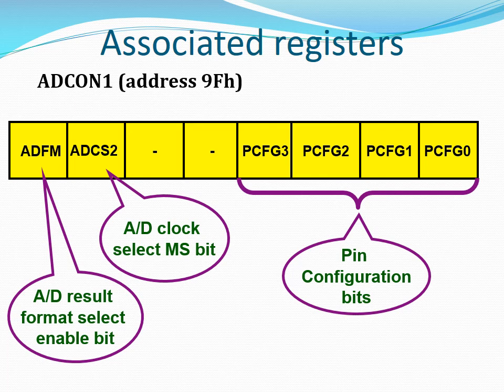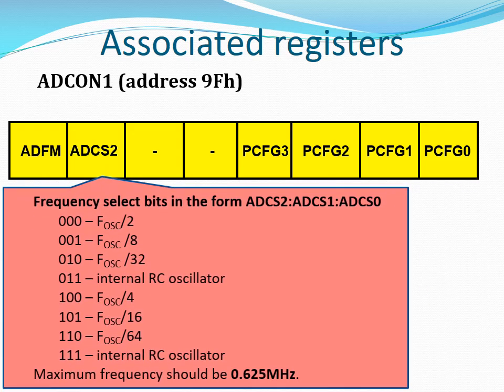ADCS2 is the bit that is used together with the bits ADCS1 and ADCS0 in ADCON 0 to select the clock frequency for the ADC. PCFG3 through to PCFG0 are the bits that are used to assign the functions of the pins between ADC input channels, digital I/O pins, and reference pins. The table shows the bit patterns for the bits ADCS2 through to ADCS0 to select between the different available clock frequencies.